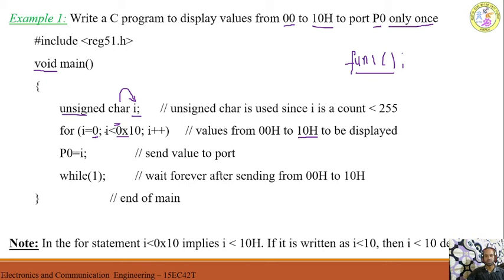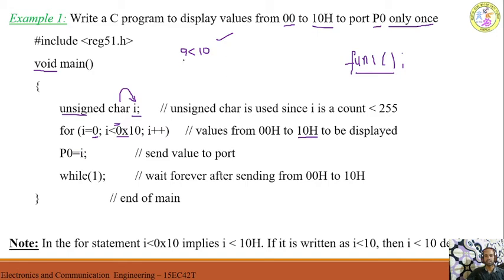For I is equal to 0, I less than... For example, at some point of time I becomes 9. Less than only is there. Now 9 less than 10 it will check. 9 less than 10, yes, this condition is true. Therefore, again this will be displayed. It will enter inside the for loop and it will display this value.